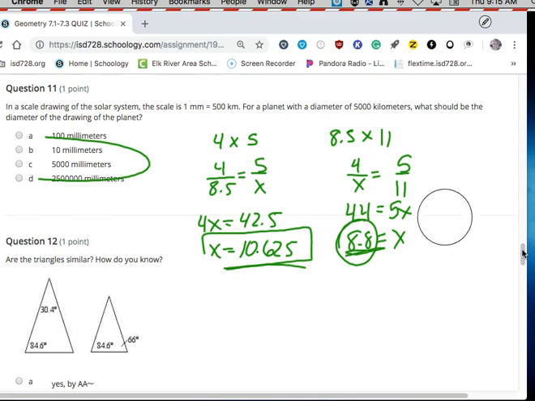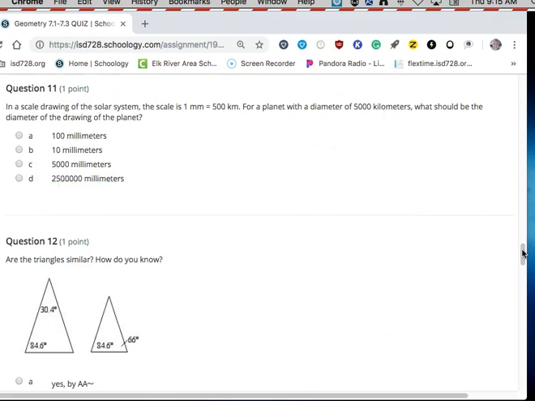I got a scale drawing, and in a scale drawing of the solar system, scale 1 millimeter. So I got 1 millimeter is 500 kilometers. Okay, so I got 500 kilometers here.